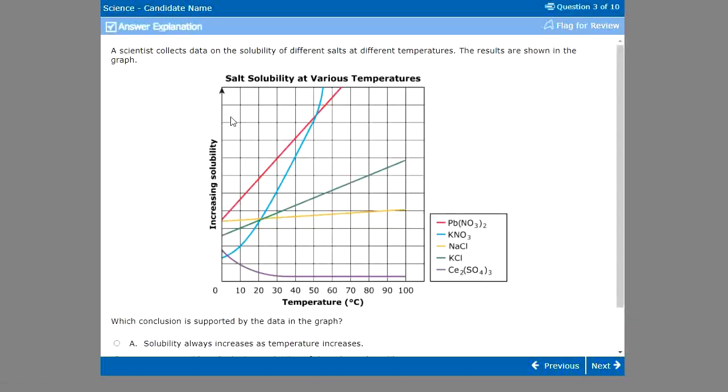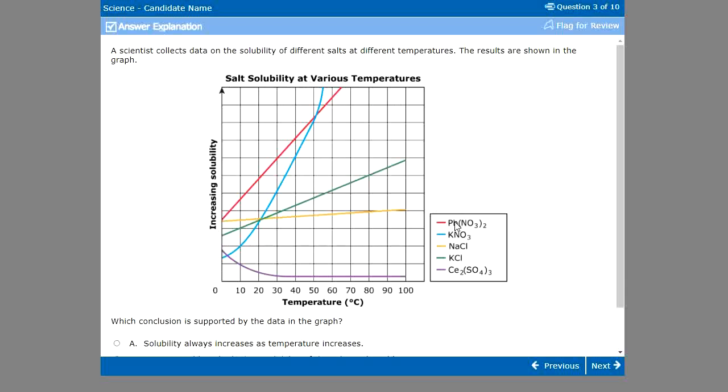Okay, let's go to the next question. A scientist collects data on the solubility of different salts at different temperatures. The results are shown in the graph. We see this graph here. On the y-axis, we have increasing solubility. So the further up we go, the higher the solubility.